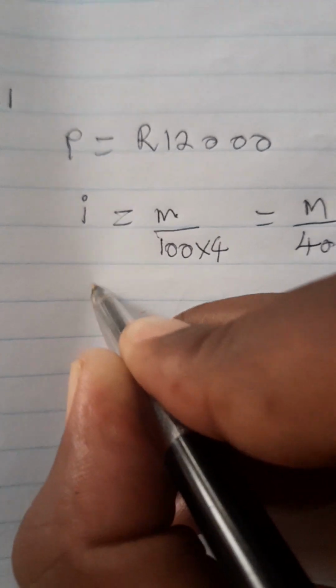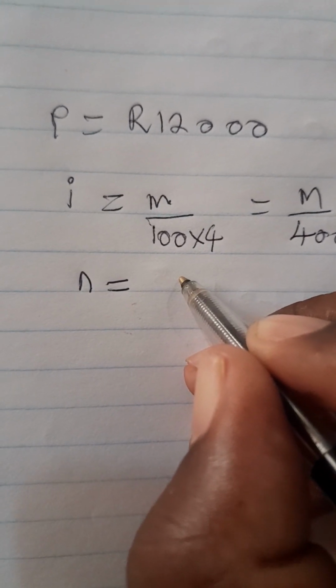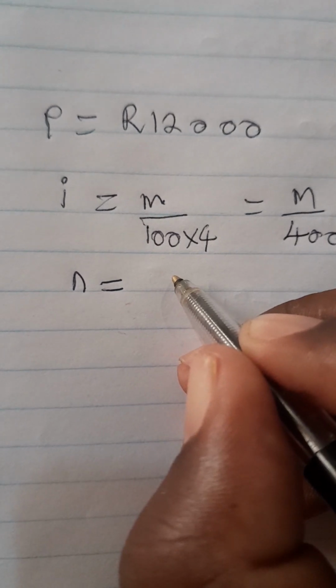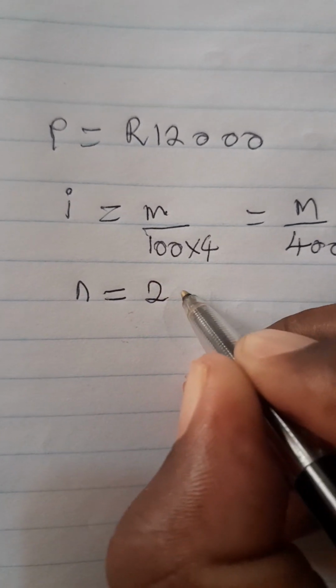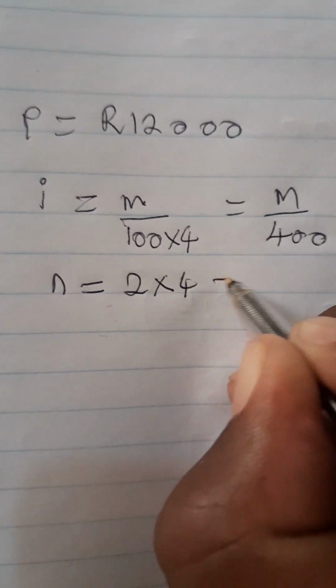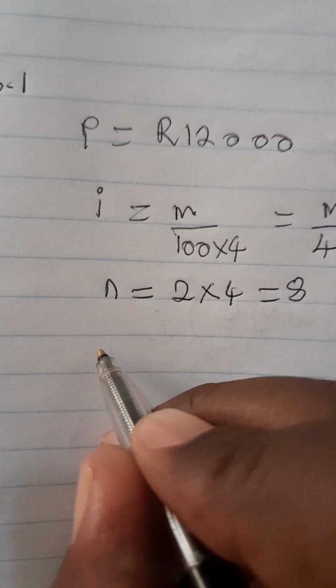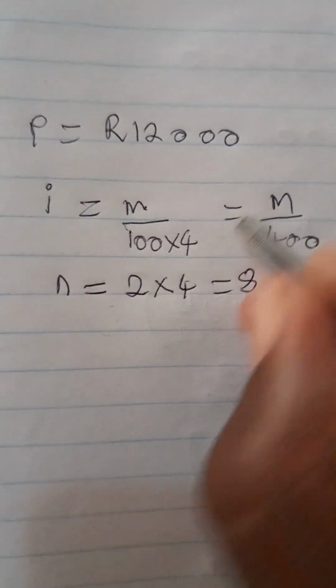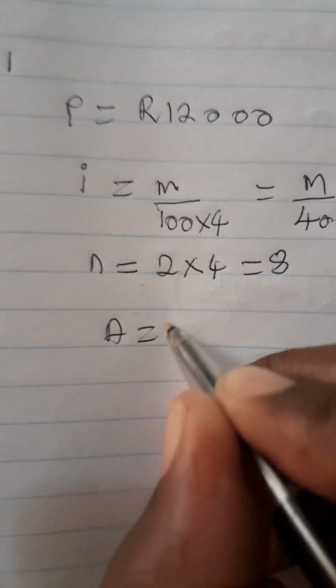Then let's look at the period. They said, after 24 months, the value of the investment was 13,459. 24 months is the same as 2 years. So when it's compounded quarterly, it's going to be 8. So what is missing? It's this m. Since it's compounded, we are going to use a compound formula.